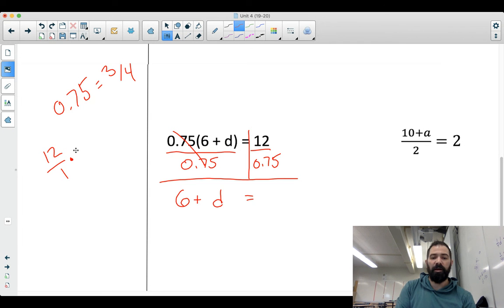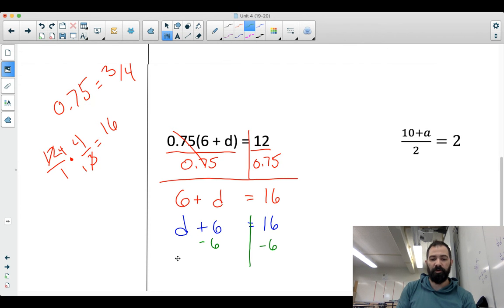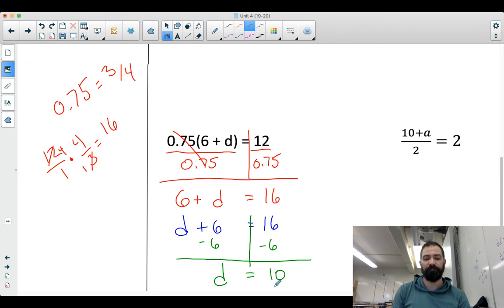we're going to multiply it by 4/3. Reduce, reduce. 4 times 4 is 16. Or on a calculator, it's 12 divided by 0.75, which is 16. One step here. If this is confusing for you, use the commutative property and flip it around. That looks more like what you're used to. Then solve your problem. Or you could say what plus 6 equals 16. So D equals 10. And you're done.